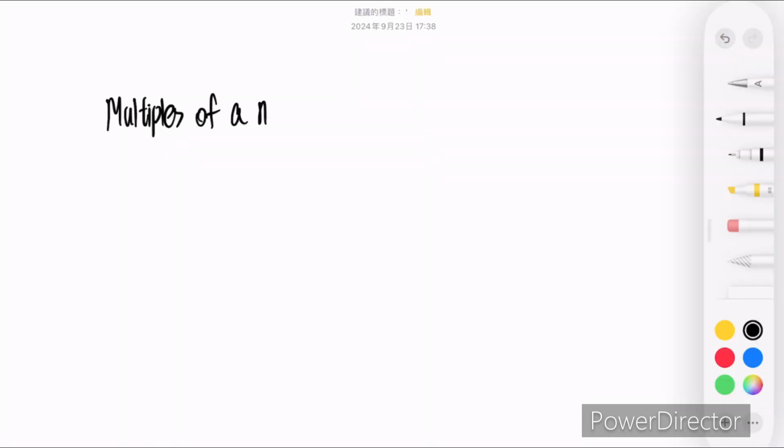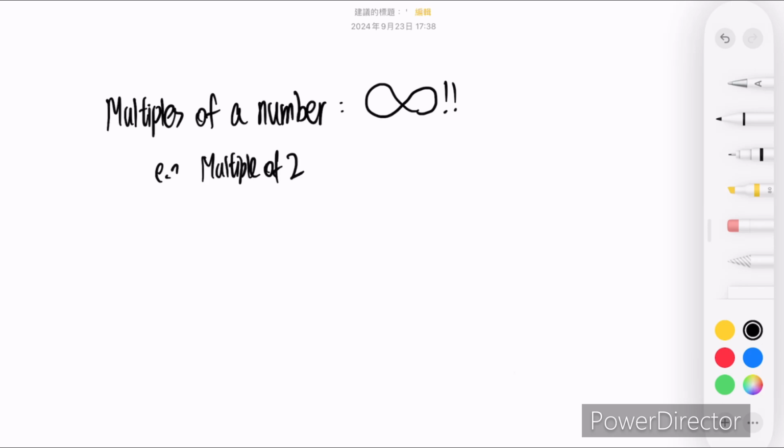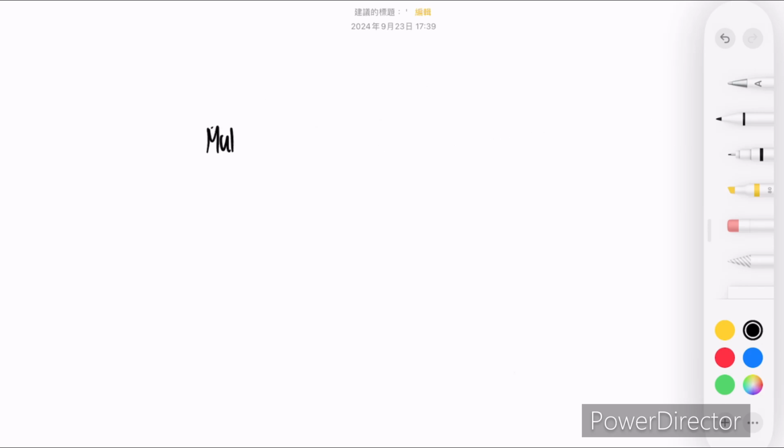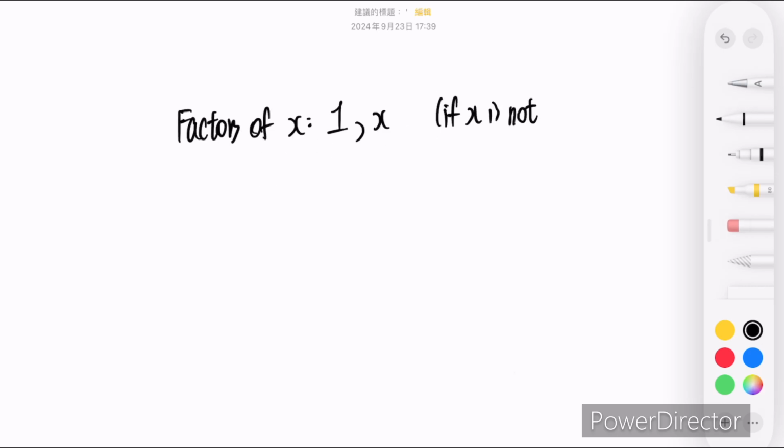So basically, we can get a general pattern from this. First thing, multiples of a number are infinite. It can go up to whatever height you want, but the first multiple of a number will always be the number itself. Second thing, every number has at least two factors, 1 and itself, except 1 obviously.